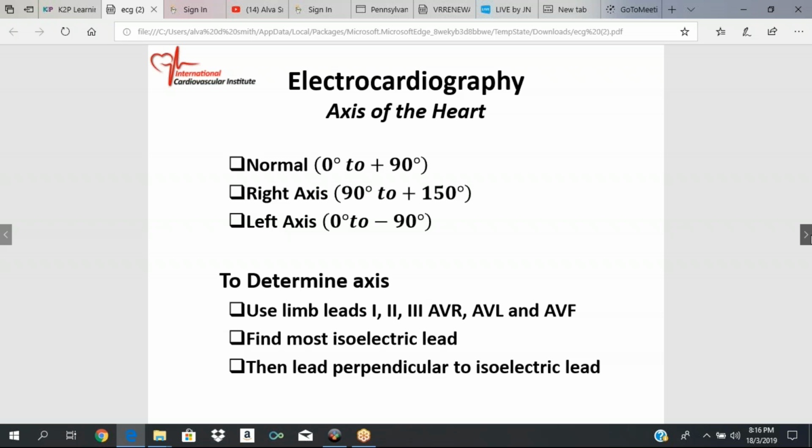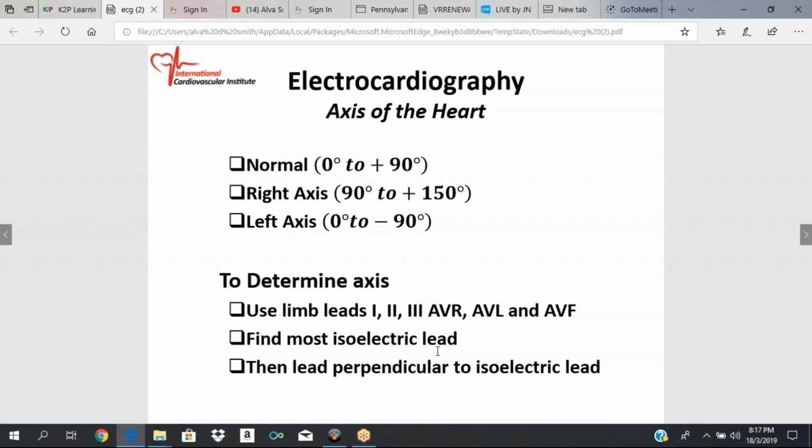If you want to determine the axis of the heart, there's a few things you need to know. You need to know the limb leads. As we pointed out before, you have three regular limb leads, lead 1, lead 2, and lead 3, and then you have three augmented leads, that is AVR, AVL, and AVF. These are the limb leads.